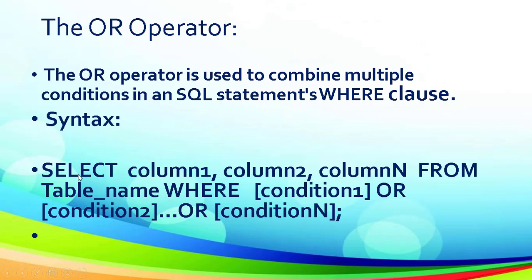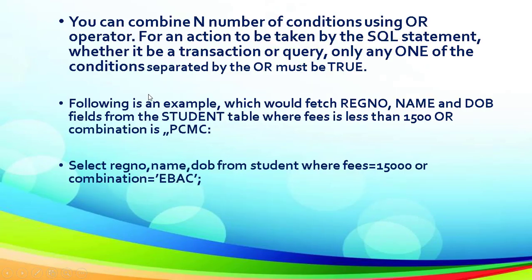So let us see the syntax here. Select column 1, column 2, column n from the table name. Using a where clause, we are writing multiple conditions. When we are using multiple conditions, we use the OR operator here, and we have to end with a semicolon. Okay, let us see an example here. Select register number, name, date of birth from student where fees is 15,000 or combination is EBSC.